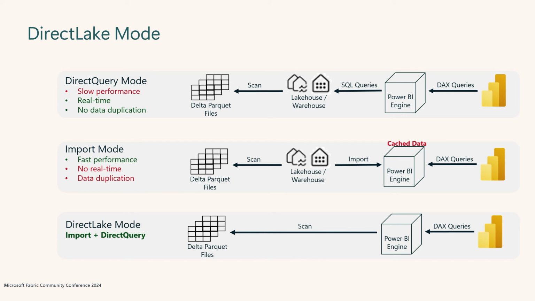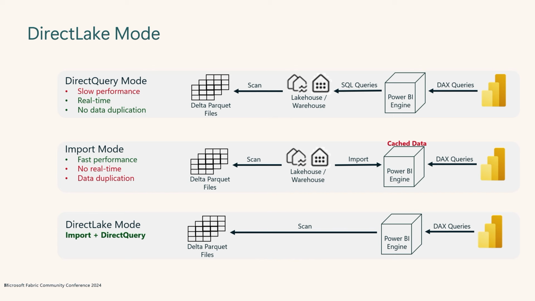But now in Fabric, this Direct Lake mode is the new thing. What Microsoft is saying is, it's a combination of both import and Direct Query storage modes. What that means is that Direct Lake mode is good when you want the real-time data, plus you want the performance that import mode used to give you. That's what Direct Lake mode does. And why is it performant?